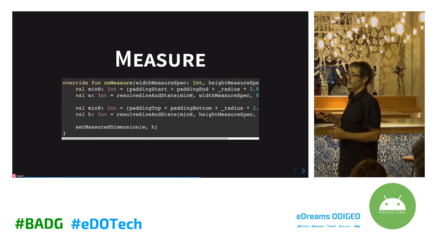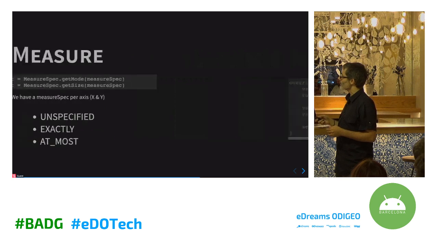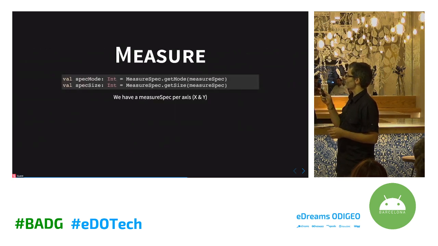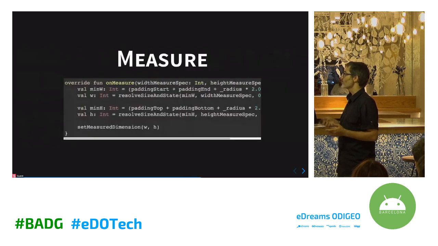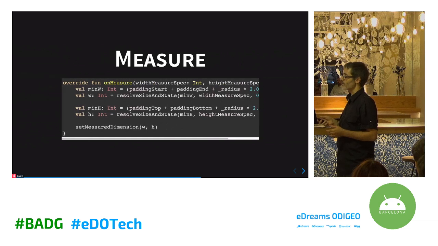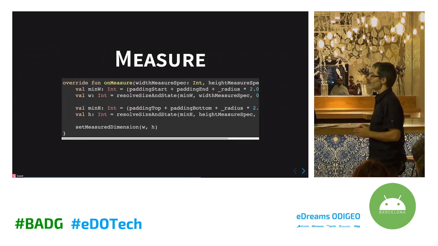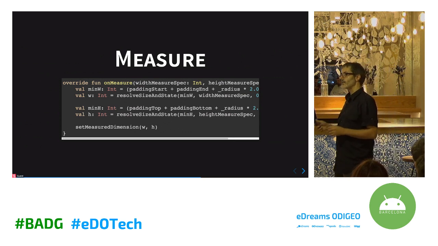We can do this manually. We can use these two methods, MeasureSpec.getMode and MeasureSpec.getSize, to get the mode and the size and do it manually. But usually, resolveSizeAndState is enough. We could choose to not use it if we need some special rules, like if a given dimension doesn't fit, then we constrain the other dimension, special cases like this. But usually this is enough.